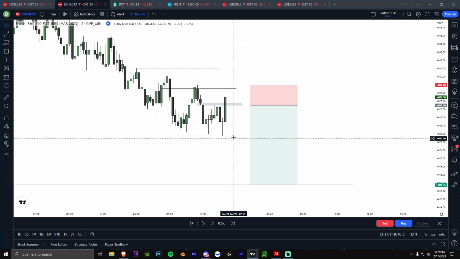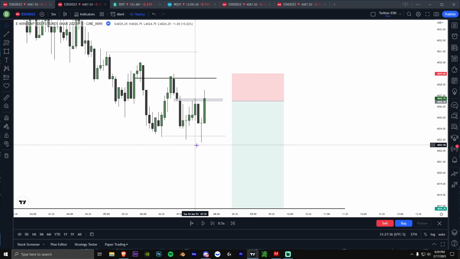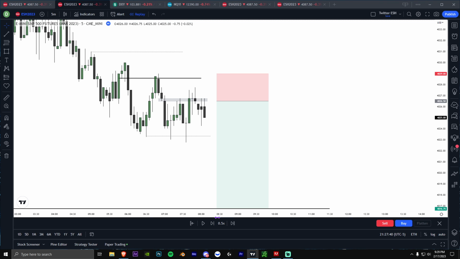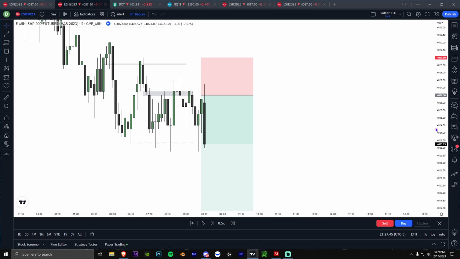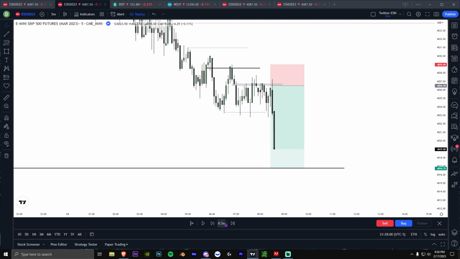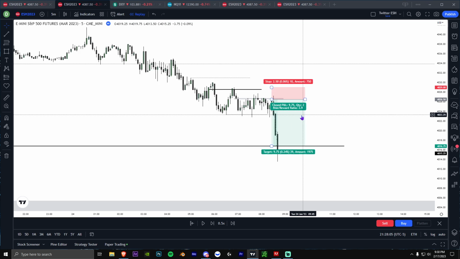Okay, so I would have gotten out of partials there. And then as soon as my partials hit, I would have moved stop to break even. Right here, the body doesn't respect it that much. We go over it, but we're still holding this one, which is the important part. The bodies literally don't go over that, which is kind of crazy. Wow, what a dump. Okay, so yeah, would have hit my take profit there.